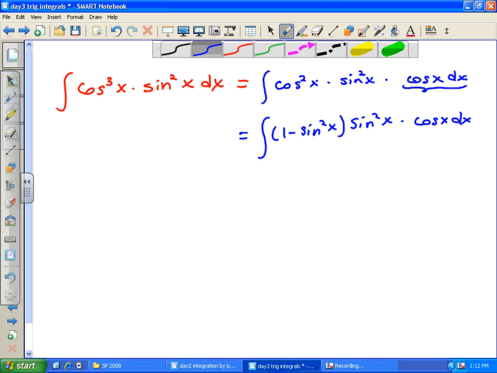Again, this I'm reserving for my du. So let u be equal to what? Let u be equal to sine squared or just sine? Just sine. Because then and only then will the derivative be cosine x dx.